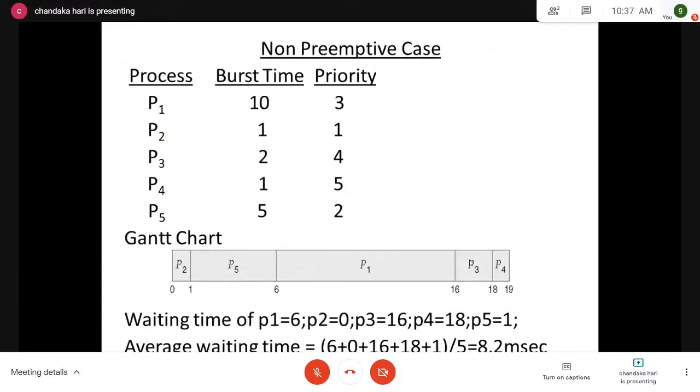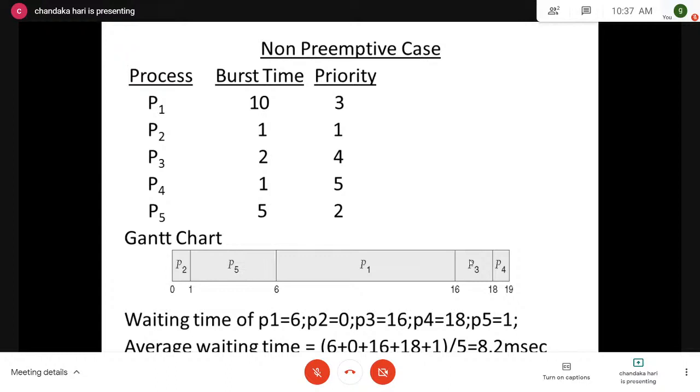The highest priority job is always executed first. In this, we are going to see only one case, that is called the non-preemptive case. There are five processes running in my computer system: P1, P2, P3, P4, P5. The burst times and the priorities are specified in these columns. The first column represents the set of processes, the second is the burst time, that is how much time is required to complete the process, and this is the priority of each process. They ask you to calculate the total average waiting time. This is the problem we got, a one mark question.